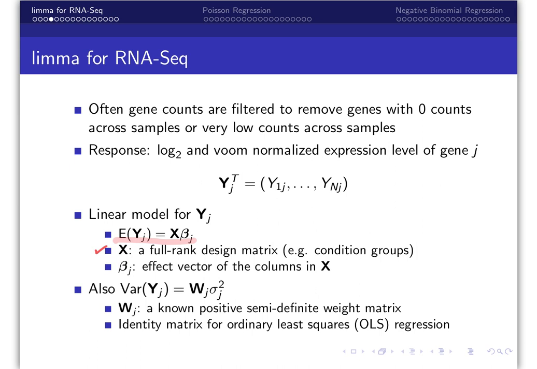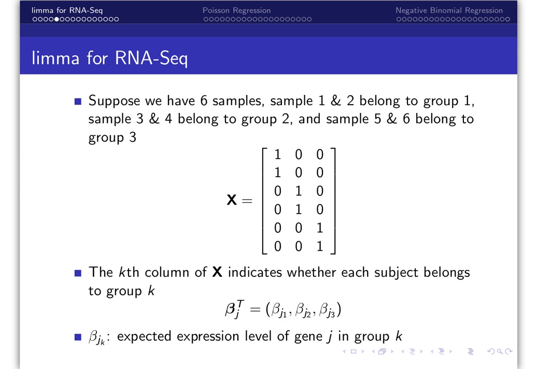Here, X is a full rank design matrix representing the conditions or groups of interest. Beta is the vector, which is the same length as the number of columns in our design matrix X. The coefficients beta sub j reflect the association between our covariate and gene expression. When fitting a linear regression model using ordinary least squares, the variance for a specific gene will be constant.